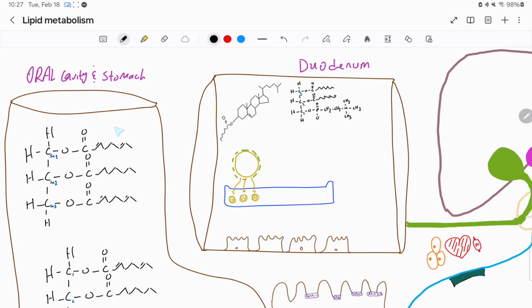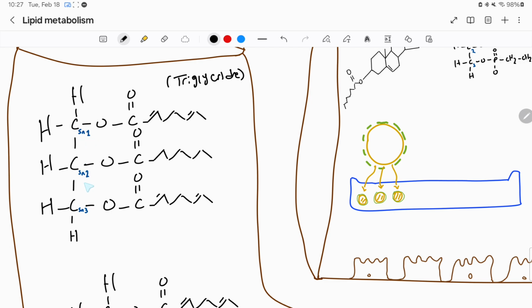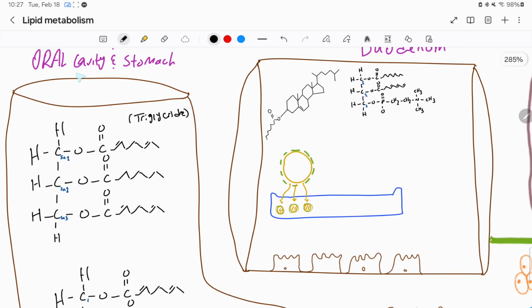But this molecule right here that you're looking at is a triglyceride, okay? We've seen this structure before. And you can see that, again, it has that SN1 carbon, SN2 carbon, and SN3. If you guys are unfamiliar, SN1 is stereospecific number 1, 2, and 3, okay? And the oral cavity produces a specific enzyme by the sublingual salivary glands, okay? And that enzyme is called lingual lipase, okay? So the sublingual gland makes that, and it's called lingual lipase.